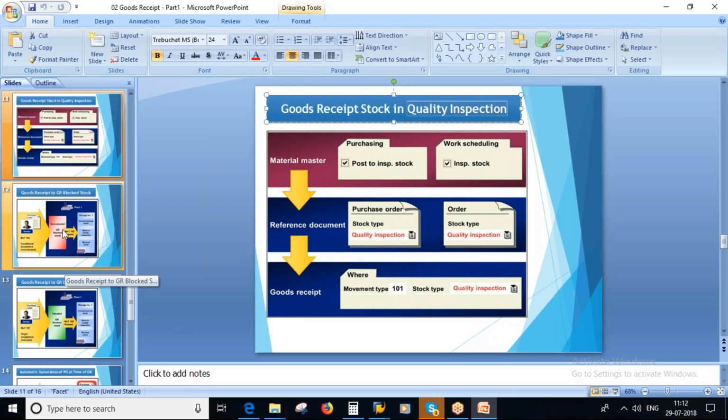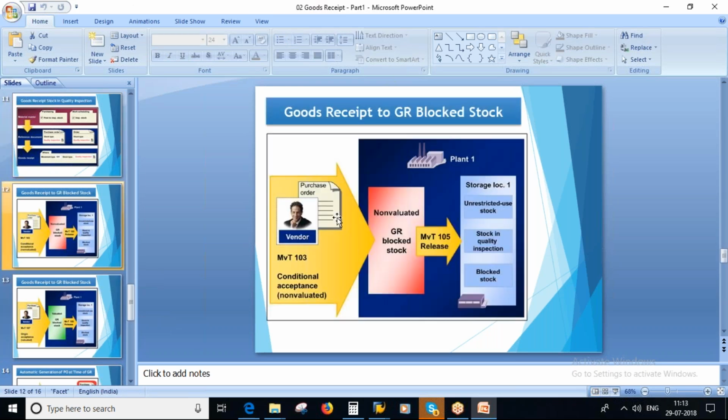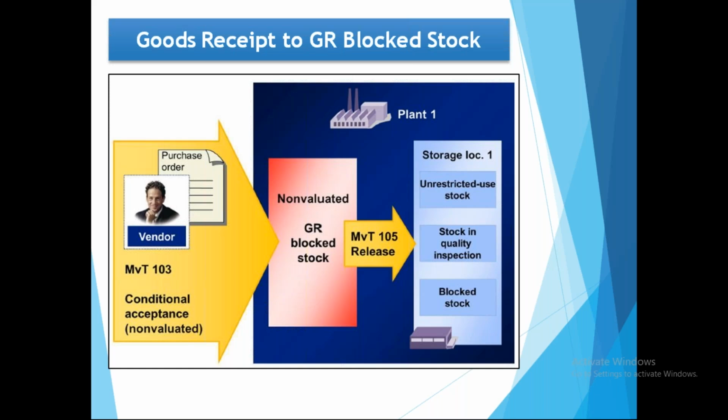Okay, now the next one is goods receipt to GR blocked stock. You can do the stock posting directly to blocked stock also using movement type 501. Only thing on the MIGO screen, you have to change the movement type to 103. From there you can release it again to unrestricted use stock, quality inspection or blocked stock with 105 movement.